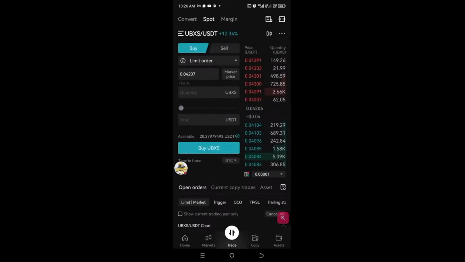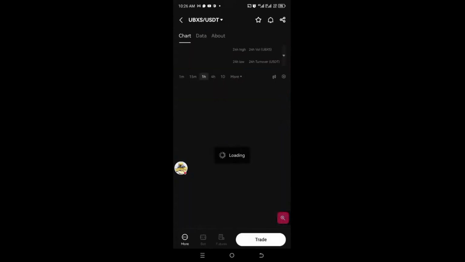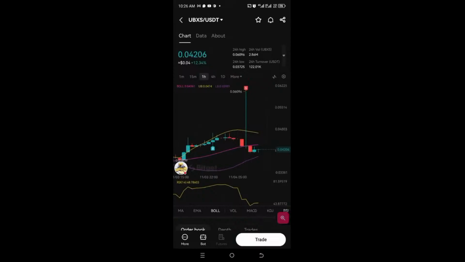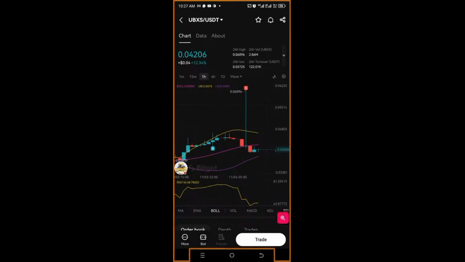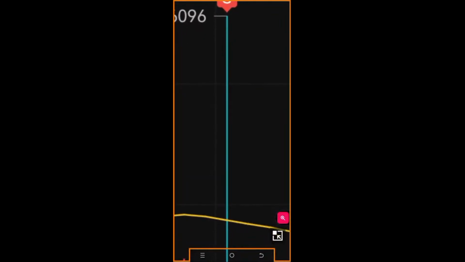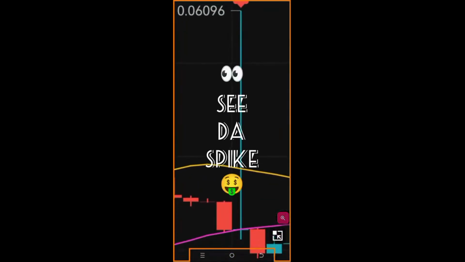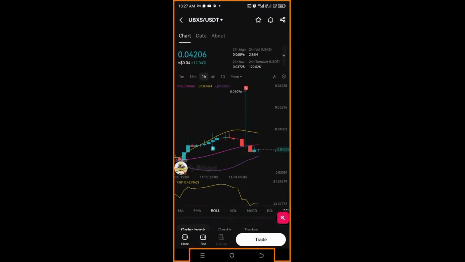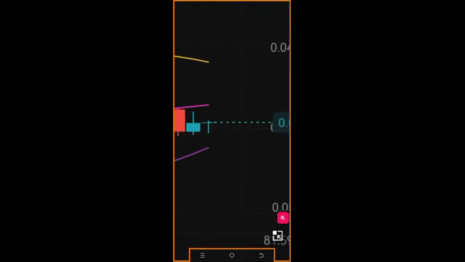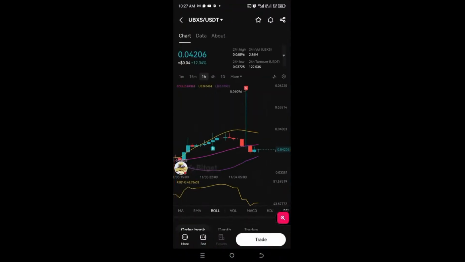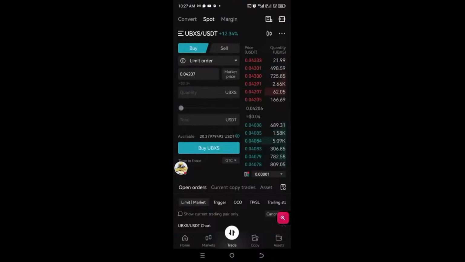Okay, let's see what's going on in the charts. Oh, woo, look at this. It shot up high. Wow. Interesting. Can you see what I'm seeing here? A big, huge spike up happened, and now it's going back up again. It'll take some time, but no, I'm not going into it for now.